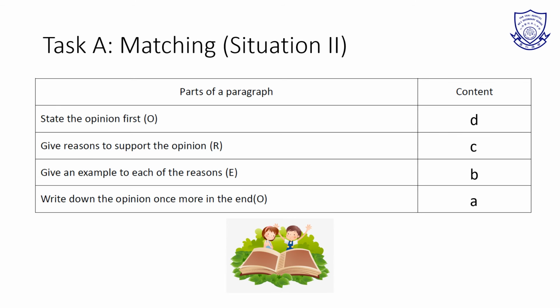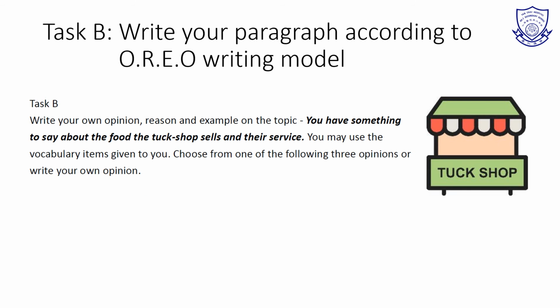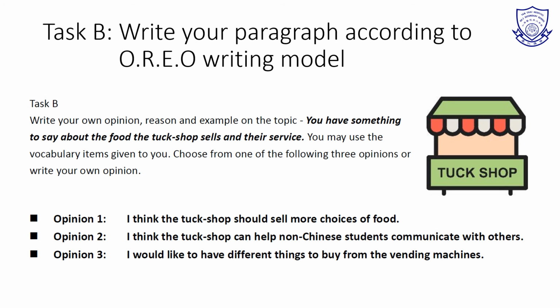Now we'll move on to task B. In task B, you're going to write your own opinion, reason, and example on the topic that you have something to say about the food the touch shop sells and their service. You may use the vocabulary items given to you. Choose from one of the following 3 opinions or write your own opinion.